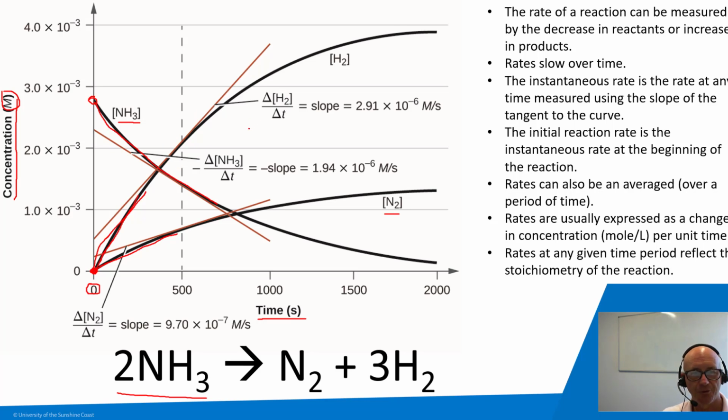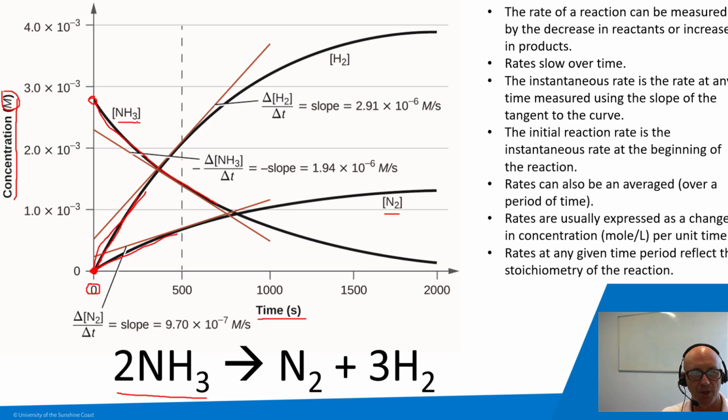Well, the first thing you'll notice is that none of these three curves are straight lines. They're all curved lines, and so therefore if we want to find the rate, and by the way, the term that you would use to find the rate at a particular point is called the instantaneous rate. So if you want to find the rate at any point, obviously you have to draw a tangent to the curve.